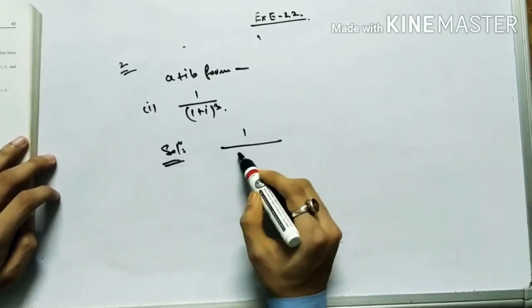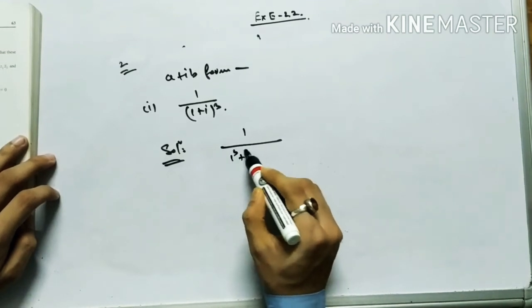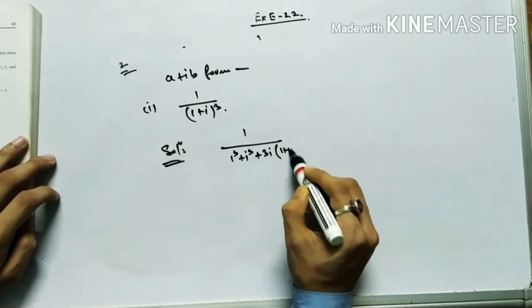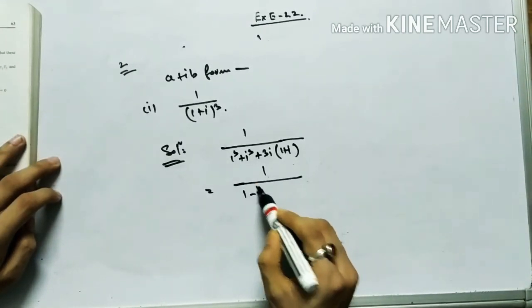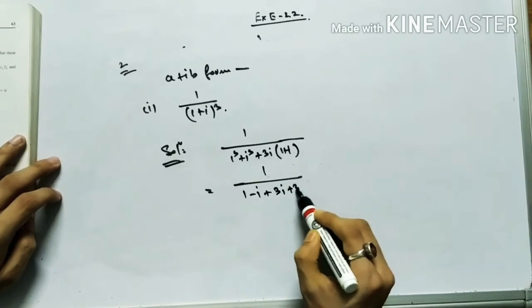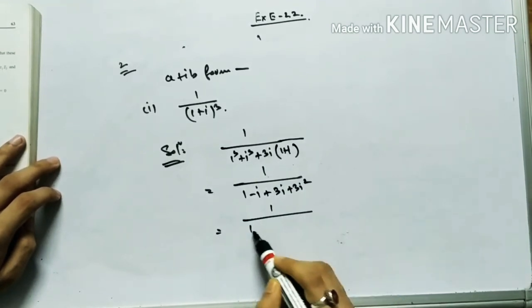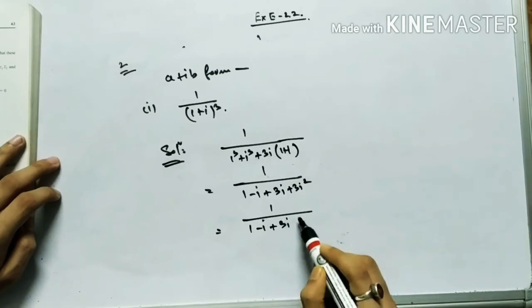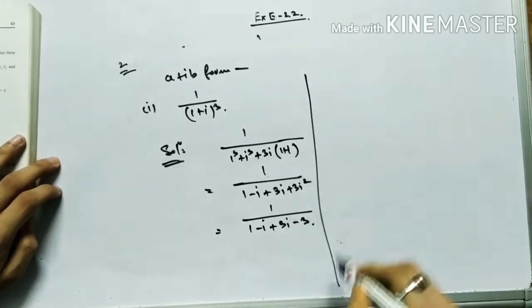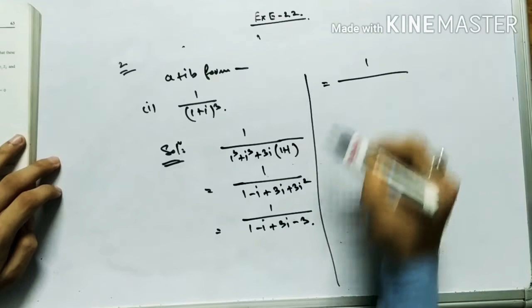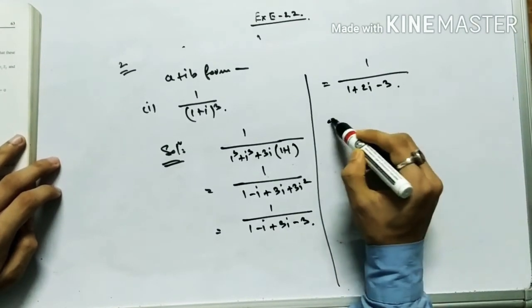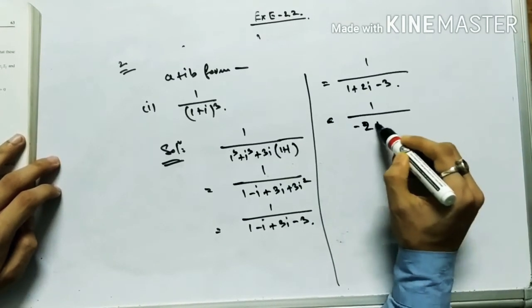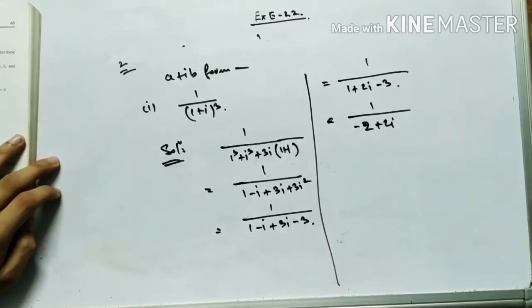So first of all I will break this using the formula: 1 cube plus i cube plus 3i(1 plus i). That is 1 by (1 plus i cube, which means minus i, plus 3i plus 3i square). So this is 1 by (1 minus i plus 3i minus 3). Now I get 1 by (1 plus 2i minus 3), which is 1 by (minus 2 plus 2i).